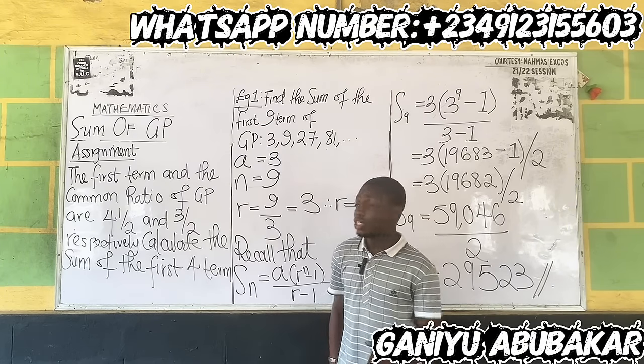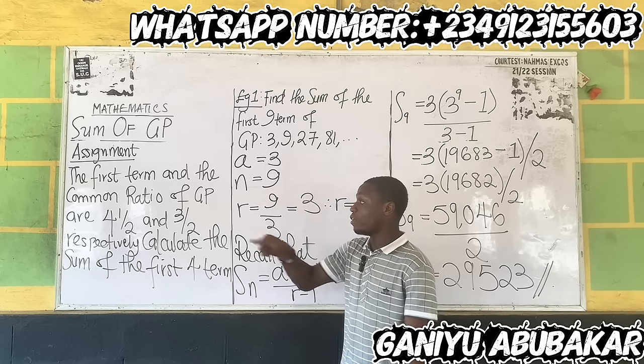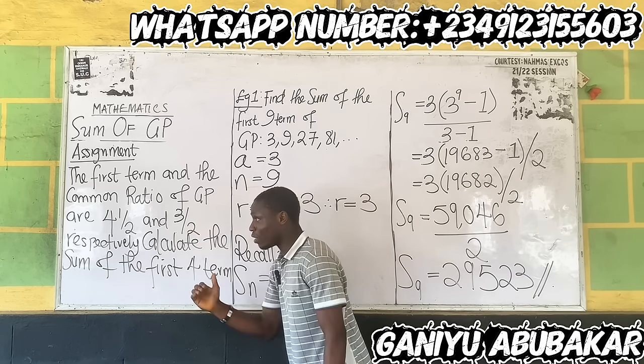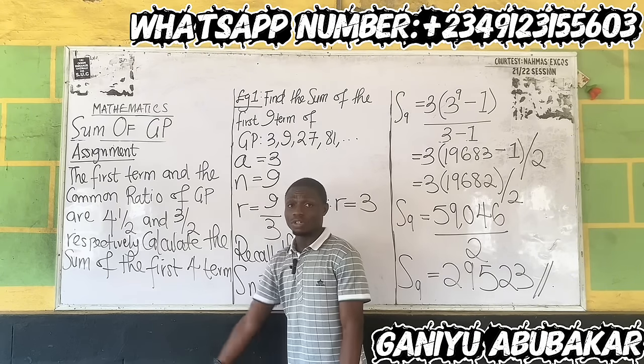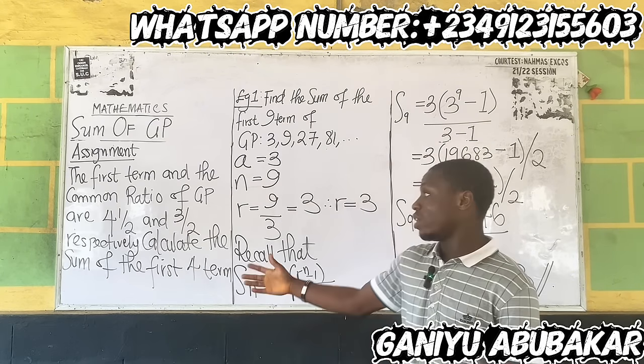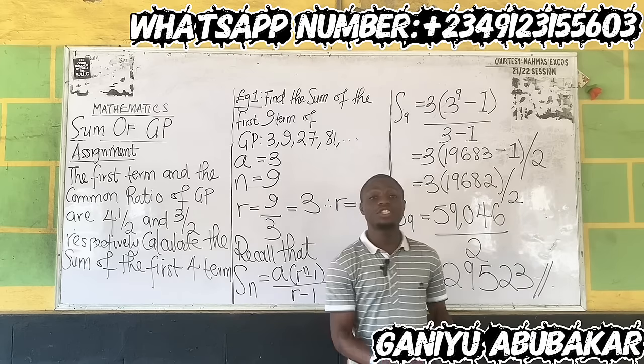So for you to solve this question, you need to determine whether this 3 over 2, which is r, is less than 1 or greater than 1. If you can't determine that, then you will apply the wrong formula. So get this done and leave your answer in the comment section of this video.